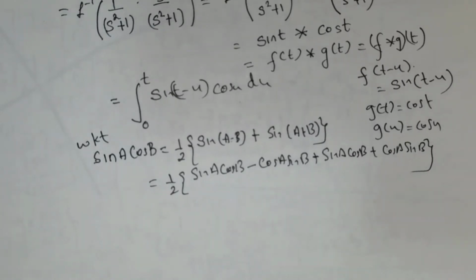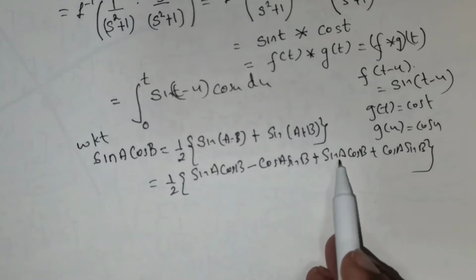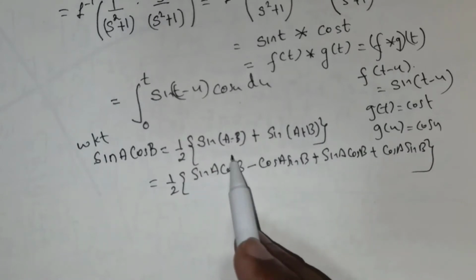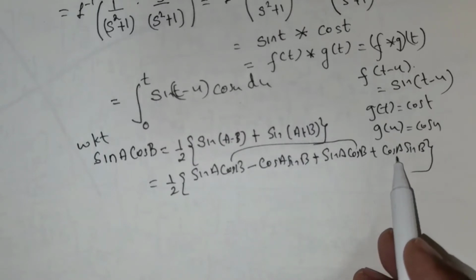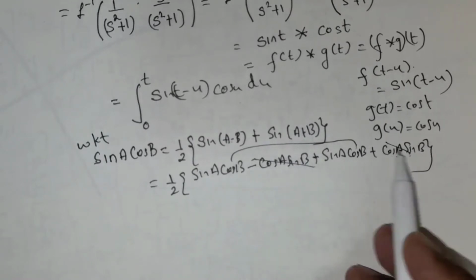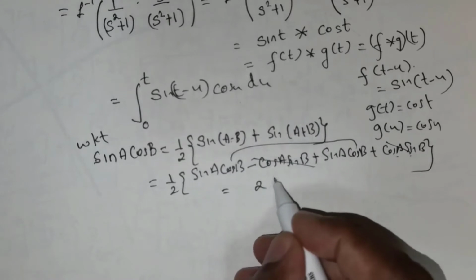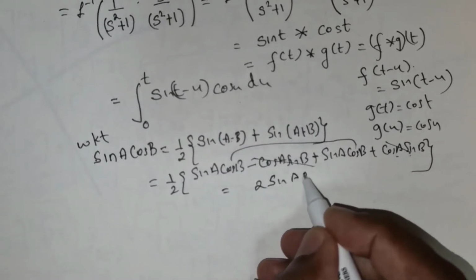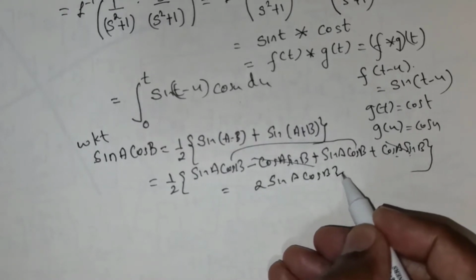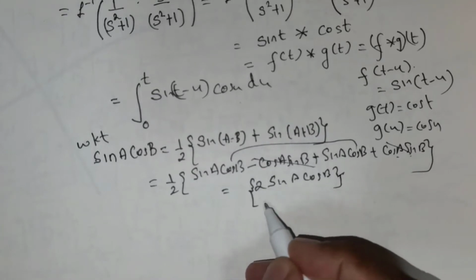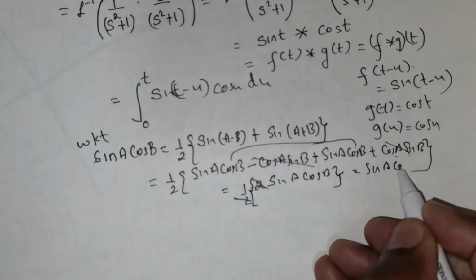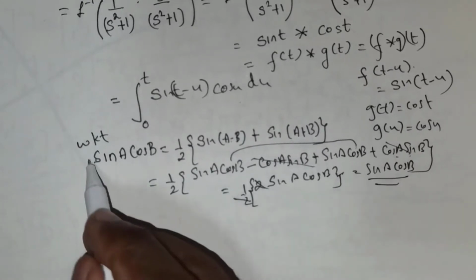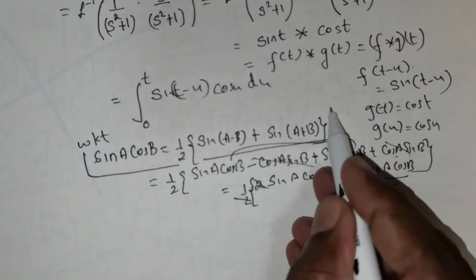Now sin a cos b and sin a cos b, these two can be added. Negative cos a sin b and positive cos a sin b can be cancelled. So what do you get? You get 2 times sin a cos b, multiplied with 1 over 2. So 2 gets cancelled, giving you sin a cos b. That is why this is a very important formula.